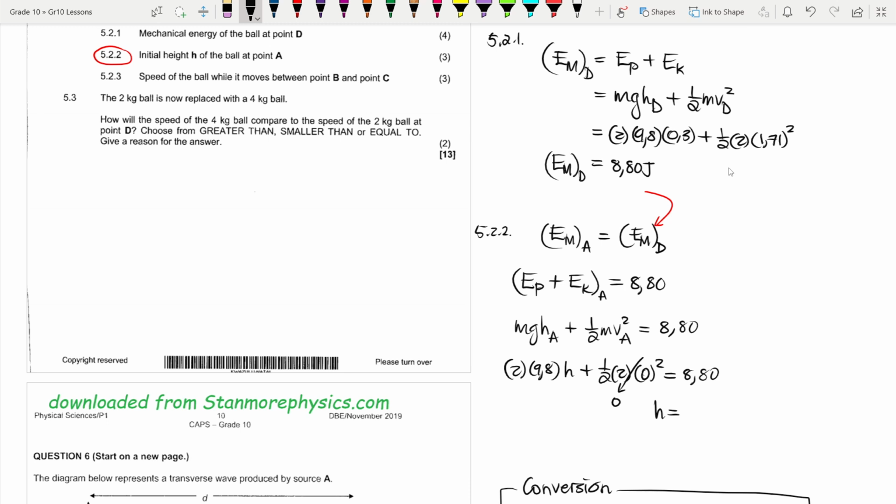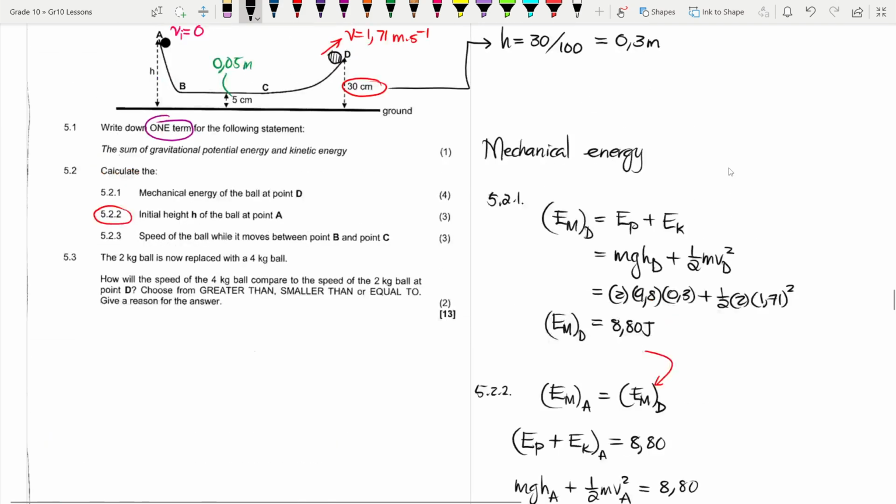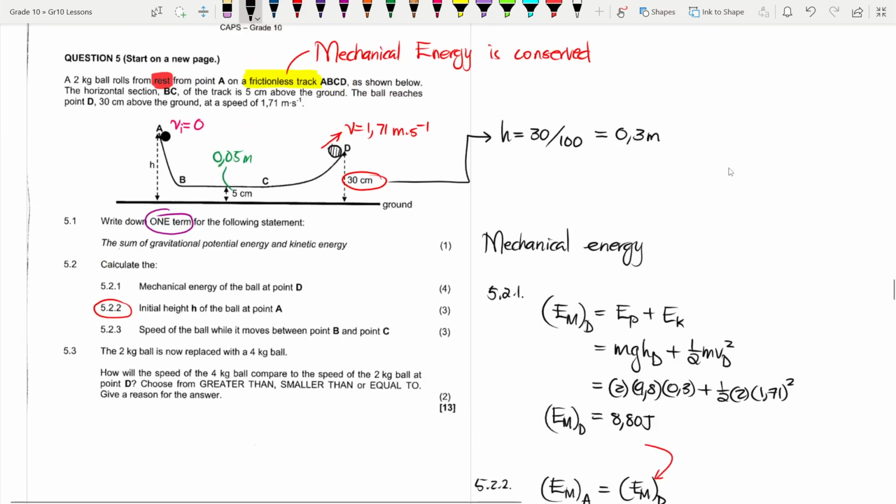So can you please scroll up so that I can see the question and the diagram? Thank you, sir. The final answer for H here, I got 0.45 meters.